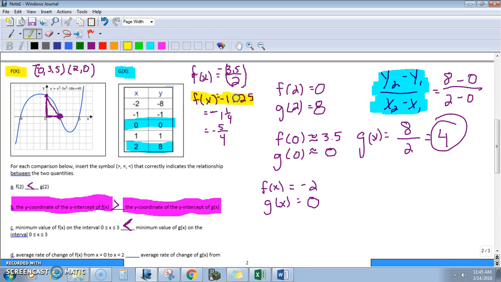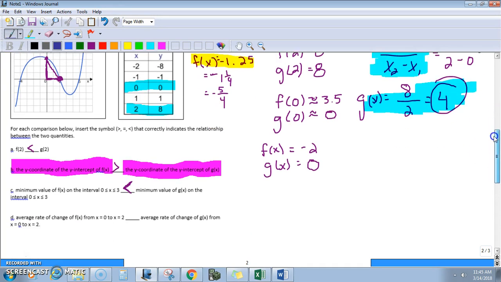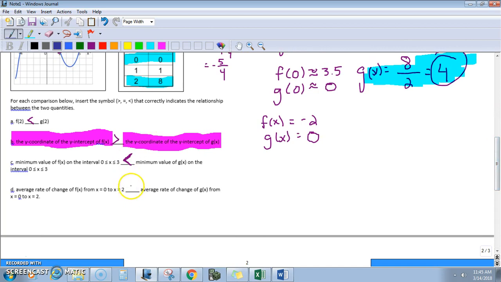So which one is bigger? Obviously, the g of x slope is bigger between those 2 points only, right? Between those 2 points only. So how are we going to write it? F of x is smaller. That's how we have to write it. F of x is smaller. Okay, let me know before the test if you have any questions.